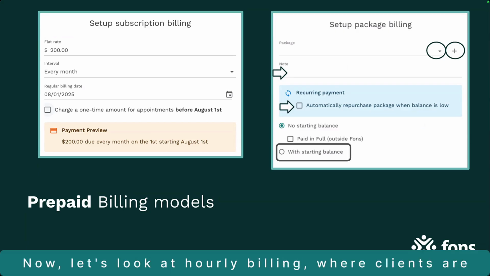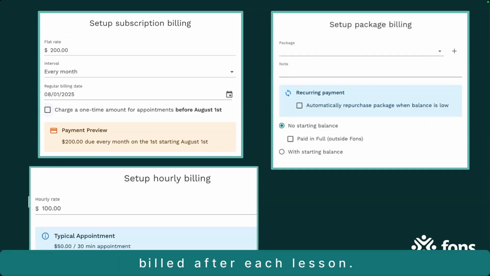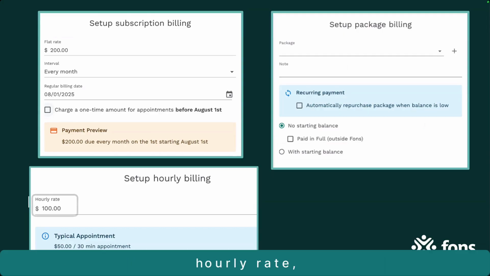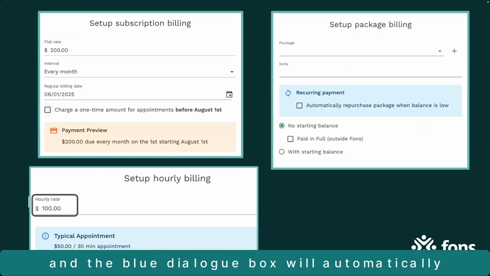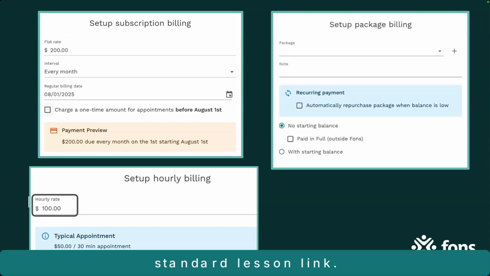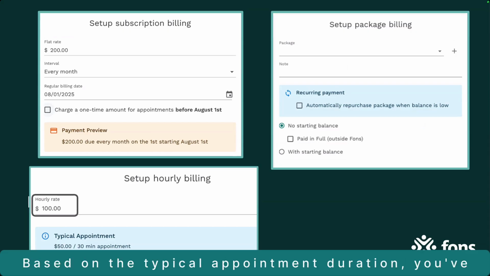Now, let's look at hourly billing, where clients are billed after each lesson. To set up hourly billing, start by entering your hourly rate, and the blue dialog box will automatically calculate what that rate looks like for clients' standard lesson length based on the typical appointment duration you've already set.